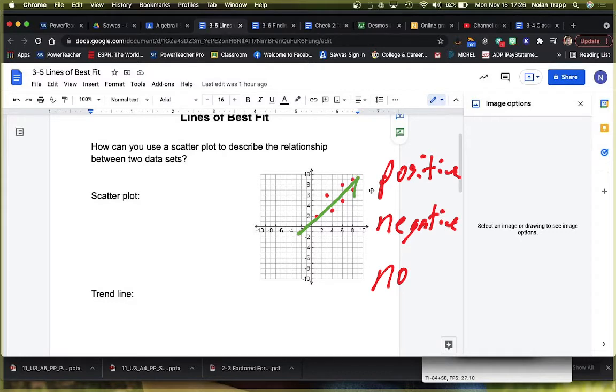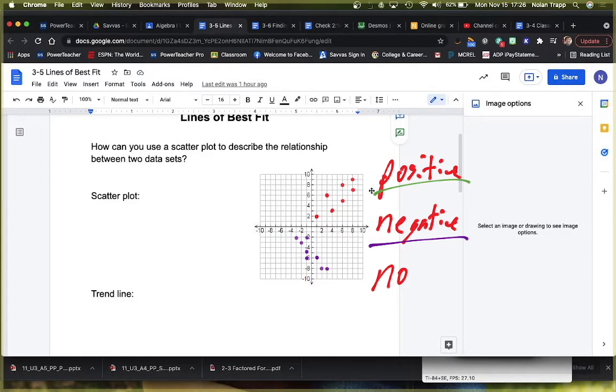Another possible one could have been, and I'm going to do two different colored dots here, where the points are kind of going down. That would be a negative correlation. I'll do this for the positive because that was a positive arrow. You can kind of see how that line is trending more downward, right?